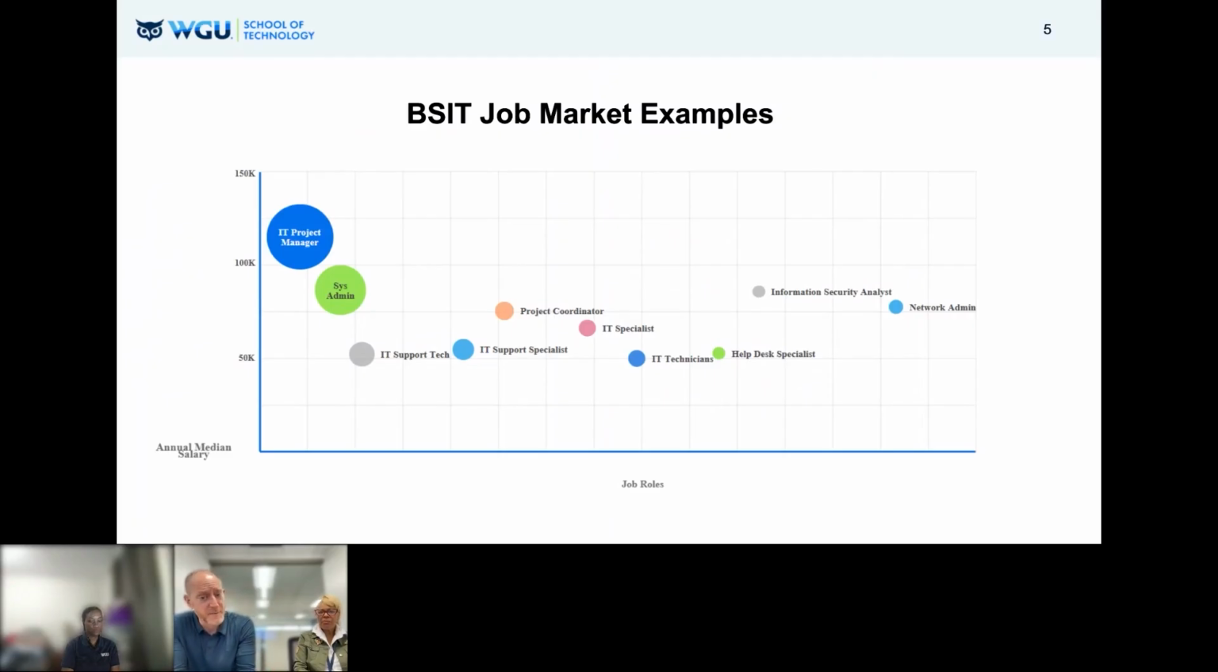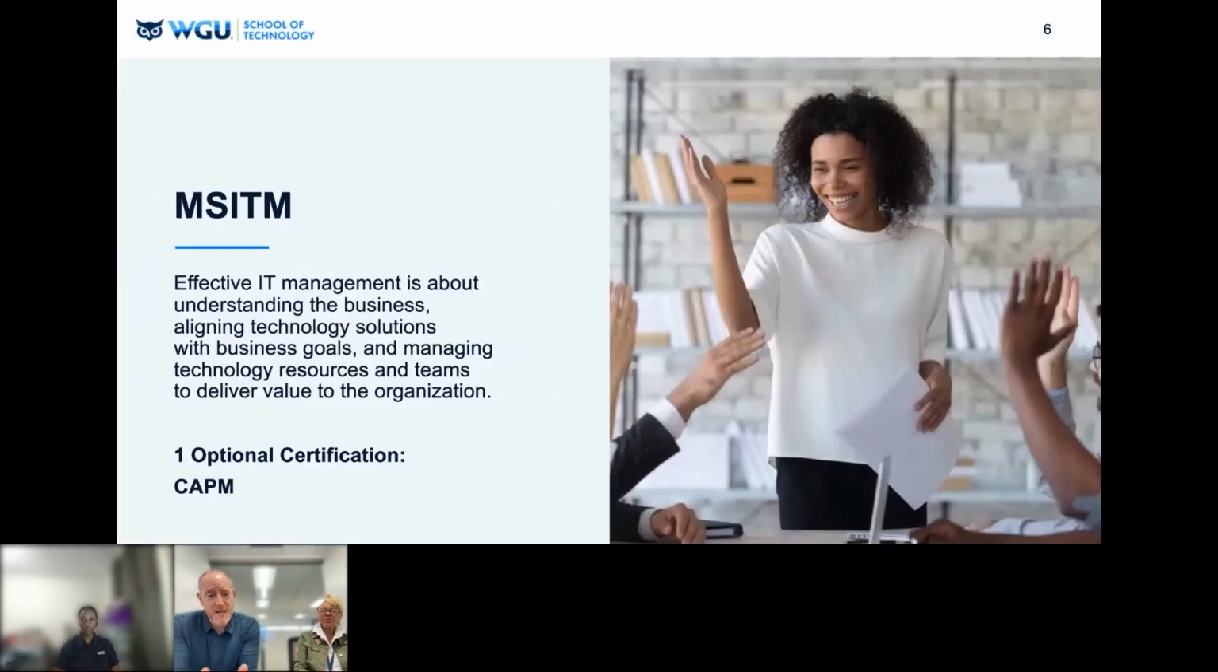So moving on then from that to the master's degree. If you're here for just specifically the master's, this one is effective IT management. It's about understanding the business, aligning technology solutions with business goals, and managing resources and teams to really deliver value through the IT organization. This one only has one certification, and it's optional. It is the CAPM certification from PMI.